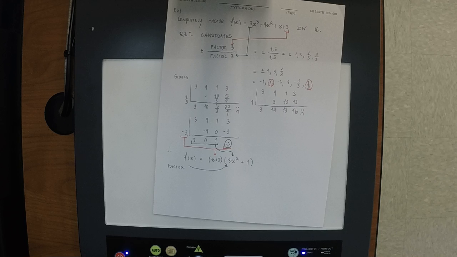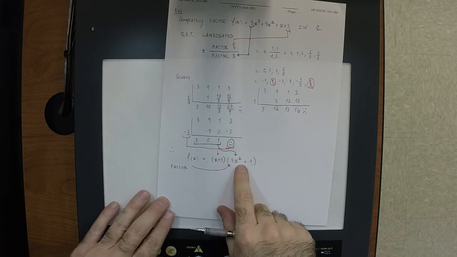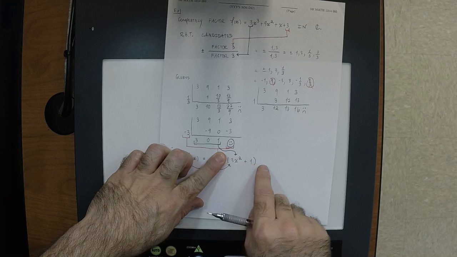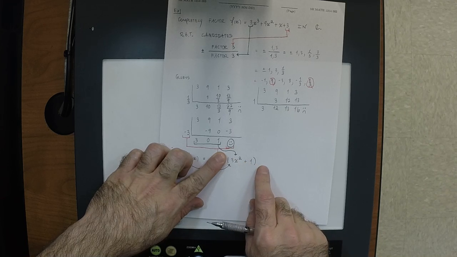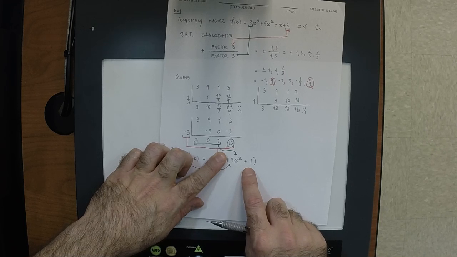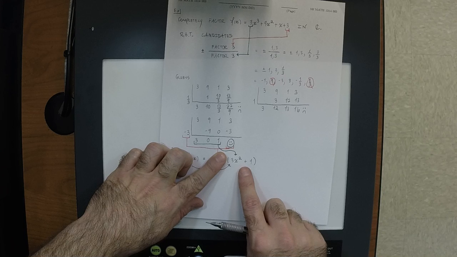Remember that when the discriminant is positive, there's 2 real roots. When the discriminant is 0, there's 1 repeated real root. And when the discriminant is negative, there's 2 complex roots. So what are a, b, and c for this quadratic? 3, 0, and 1. And what is b squared minus 4ac for this quadratic? 0 minus 12. Yes, 0 minus 12, which is negative. So the discriminant is negative. So there's 2 complex zeros.